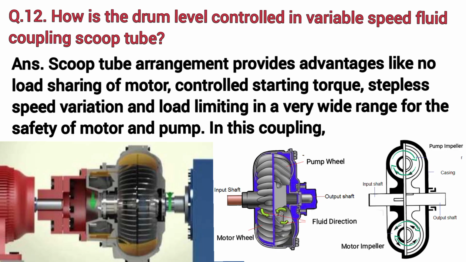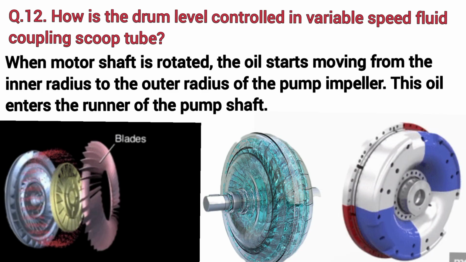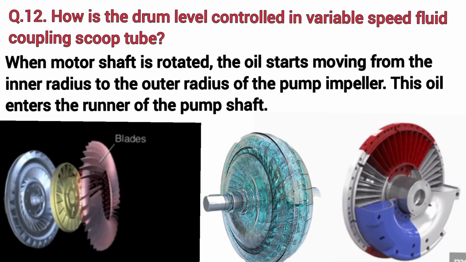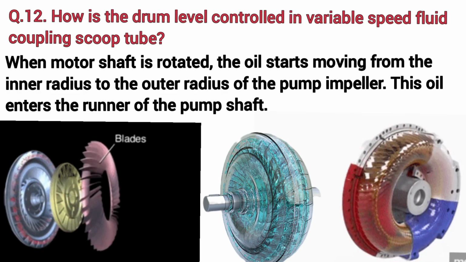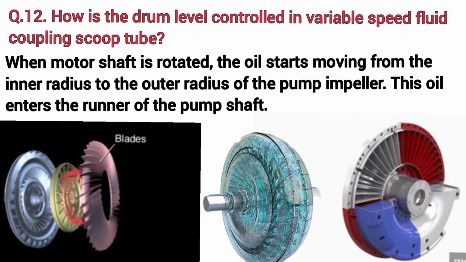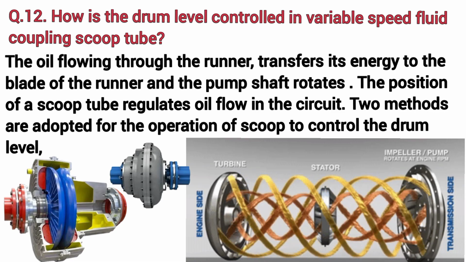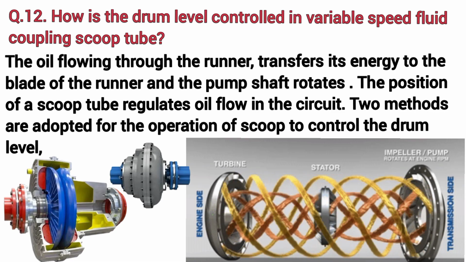In this coupling, the transmission of power from the drive motor to the boiler feed pump takes place with the help of fluid, generally oil. No direct mechanical connection is there between the motor and the pump shafts. When the motor shaft is rotated, the oil starts moving from the inner radius to the outer radius of the pump impeller. This oil enters the runner of the pump shaft. The oil flowing through the runner transfers its energy to the blades of the runner and the pump shaft rotates.